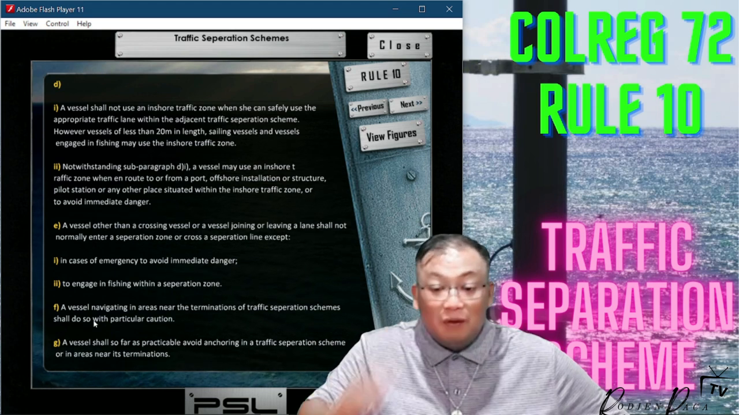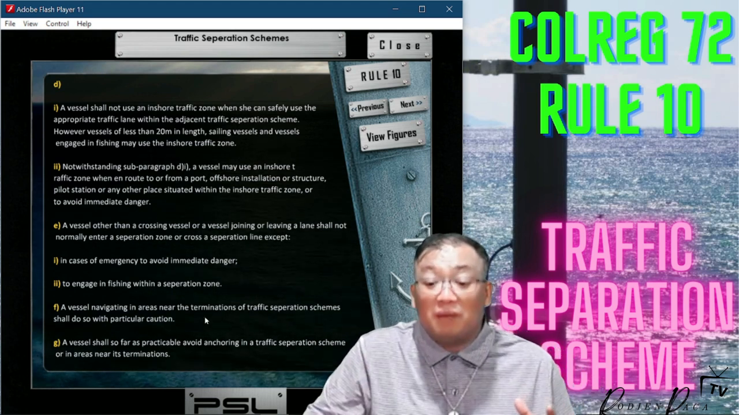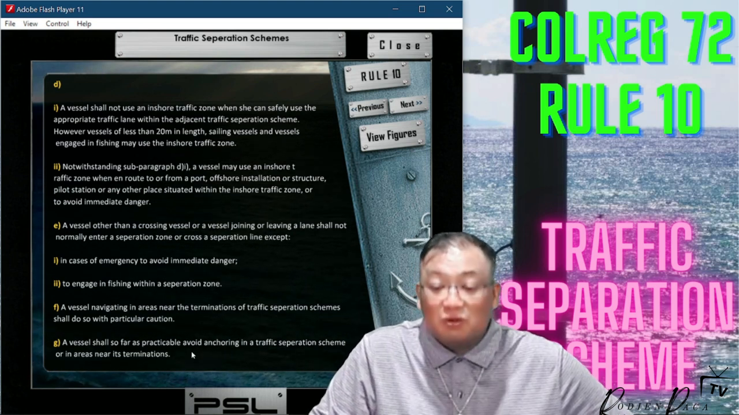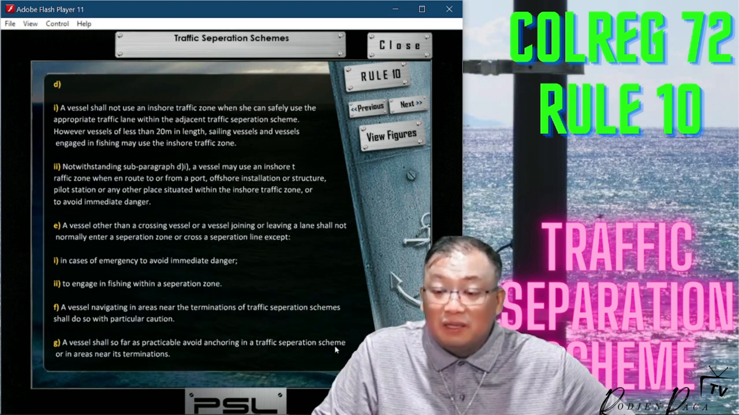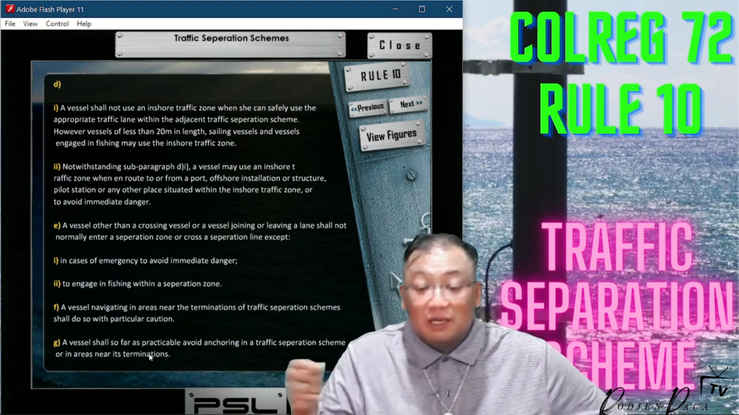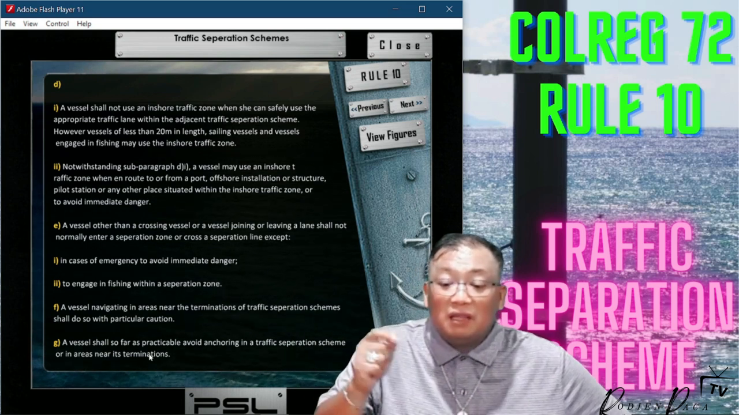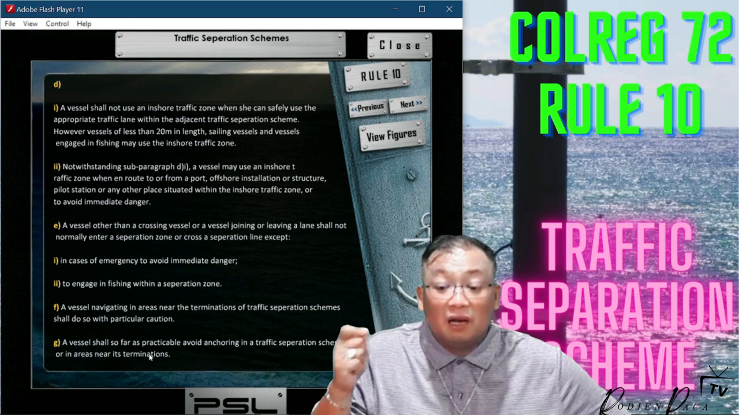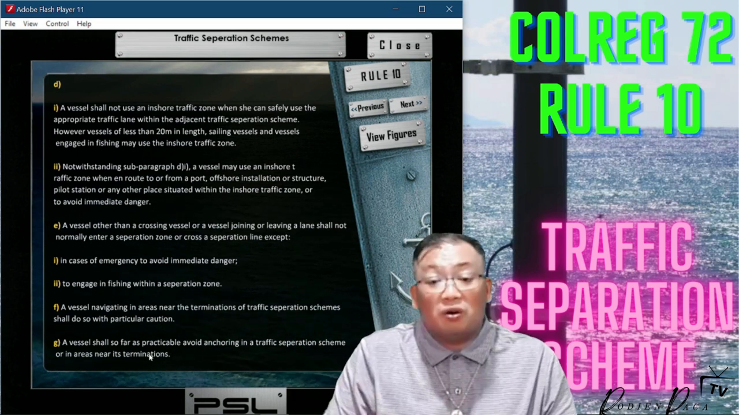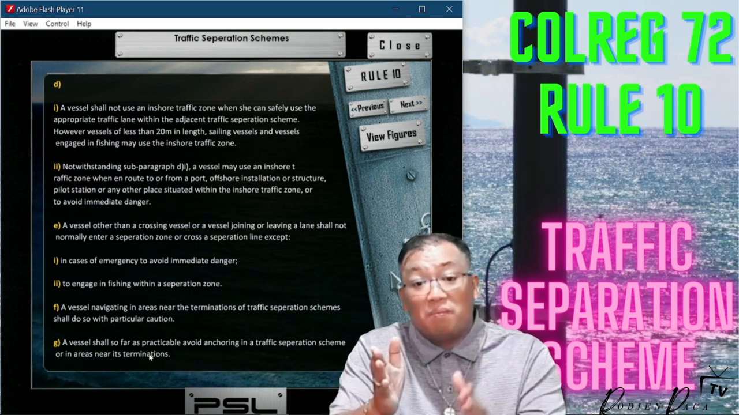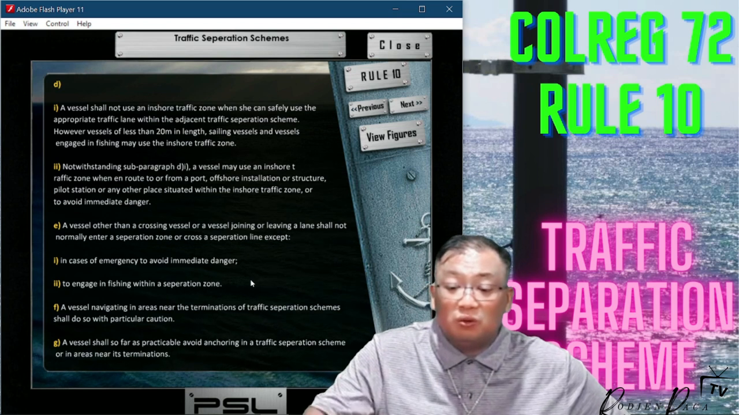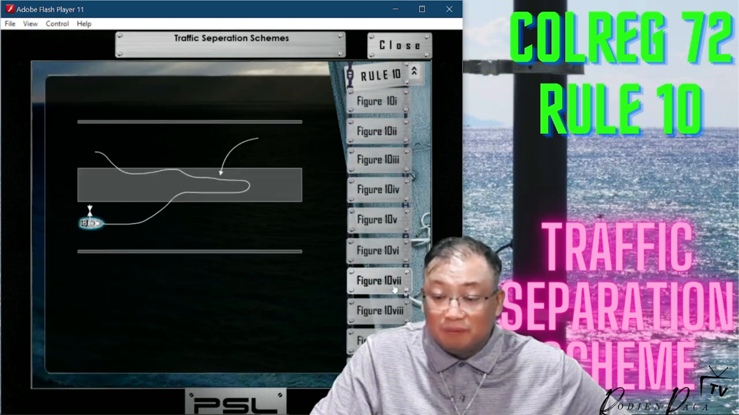Foxtrot, Rule 10 Foxtrot. A vessel navigating in areas near the termination of traffic separation schemes shall do so with particular caution. A vessel shall, so far as practicable, avoid anchoring in a traffic separation scheme or in areas near its termination. No anchor near its termination. Second, in Foxtrot, navigating near the termination of the scheme shall be done with particular caution. Meaning, if you navigate near that termination, you have to take precautions, knowing that there will be vessels going in and out of the traffic separation scheme, and you have to avoid anchoring in the traffic separation scheme.